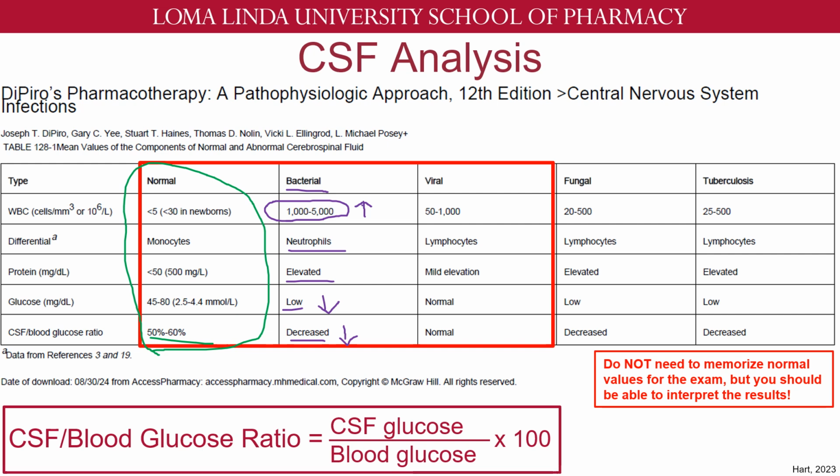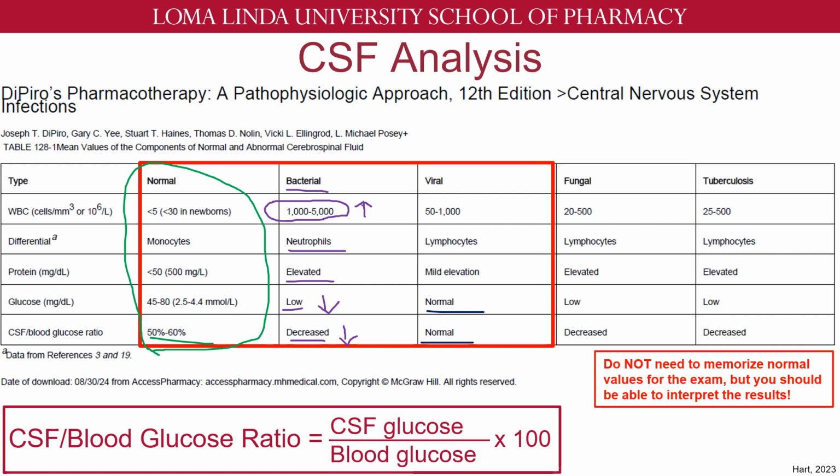Now the picture is different with viral meningitis. Generally, we will not expect as many white blood cells, so 50 to 1,000. Our differential will be a more lymphocyte looking presentation. We will see mild elevation in proteins, and viruses, right? They don't use glucose. They instead infect the cell. So we're going to see more normal glucose. They're not going to eat the glucose and therefore a normal CSF to blood glucose ratio.